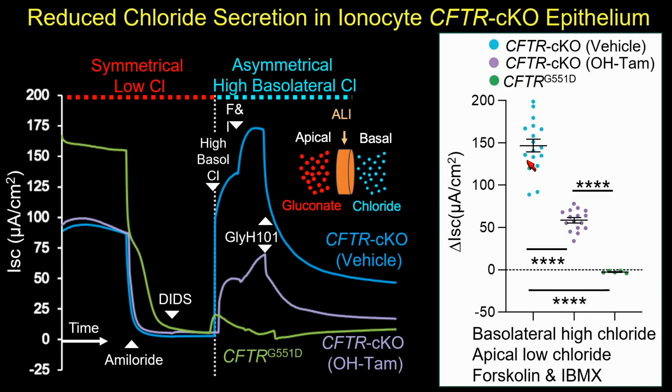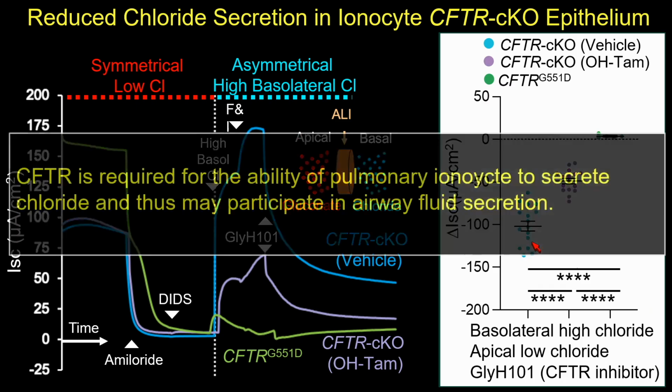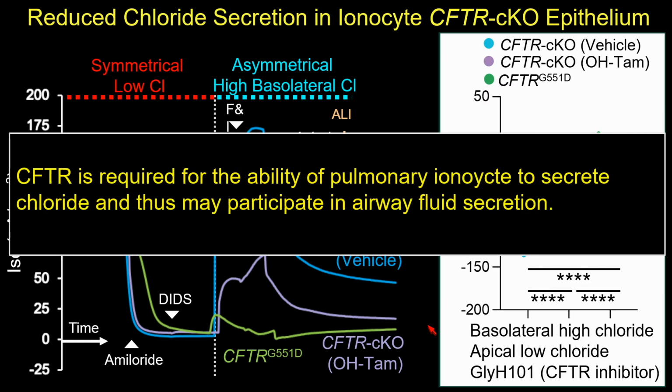And this inhibition is about 3-fold to 2-fold, depending on whether you're looking at forskolin induction or GlyH101 inhibition of the channel. So CFTR in our hands is required for pulmonary ionocytes to secrete chloride and thus may participate in fluid secretion. But ultimately, there's been some debate about whether short-circuit current can be used to evaluate the ability of pulmonary ionocytes to secrete fluid.